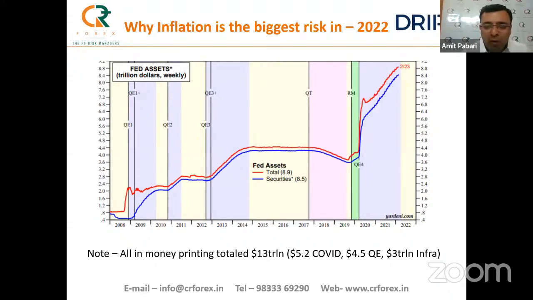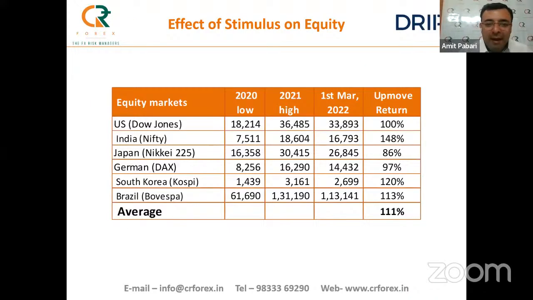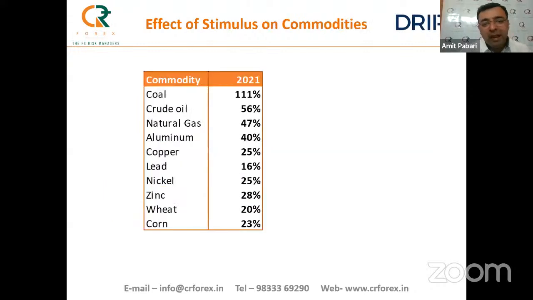Whenever they pump this amount of money, सबसे पहला चीज क्या होता है? सबसे पहला चीज ये होता है, equity market across the globe went up. ये क्यों हुआ? Money was freely available, so money went to a riskier asset like equity. If you see, all the indexes have moved close to 100% from the low which was made in 2020. Nifty 148%, Dow Jones 100%. ये पहला impact था.